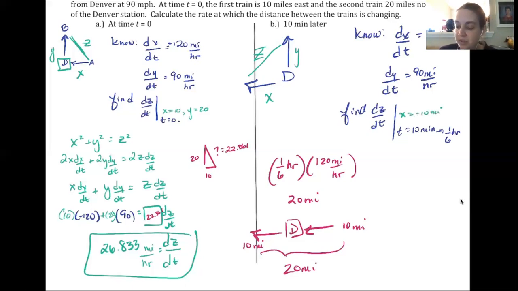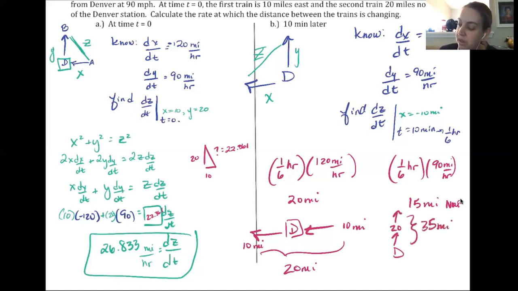Now we have to talk about the northbound train. So the northbound train, I'll do this one in pink as well. It has also traveled for 1/6 of an hour. The northbound one is going at 90 miles per hour. So 90 over 6, divide both by 2, 45 over 3, 15. So it's gone 15 miles north. So here's Denver. Remember, it started out 20 miles north of the station, and now it's gone an additional 15. So now it's 35 miles to the north. So y is equal to 35 miles. Okay, that's all the back work.